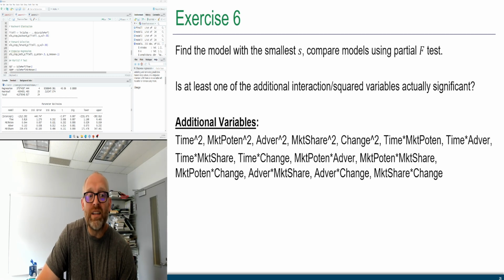The first thing that we want to do is find a model with the smallest s and compare models using the partial F. Is at least one of the additional interaction or squared variables actually significant? There are two things we're doing. We're going to build a model which contains the 5 original predictor variables. We're going to take those 5 predictor variables, and as you see here, we are going to square.